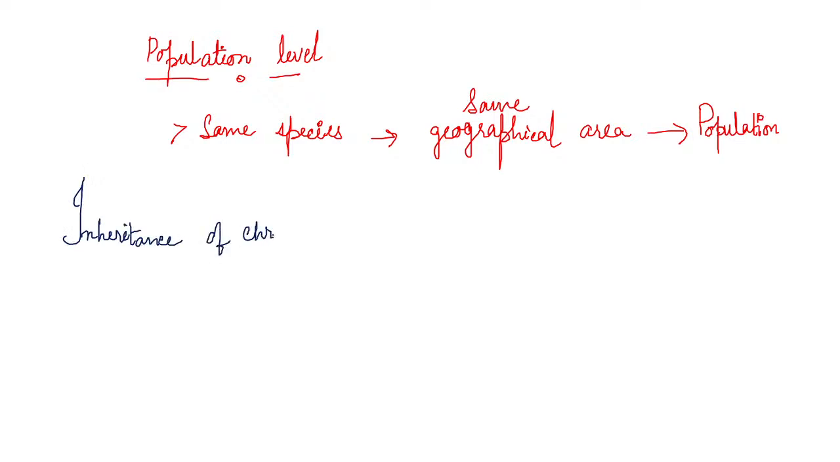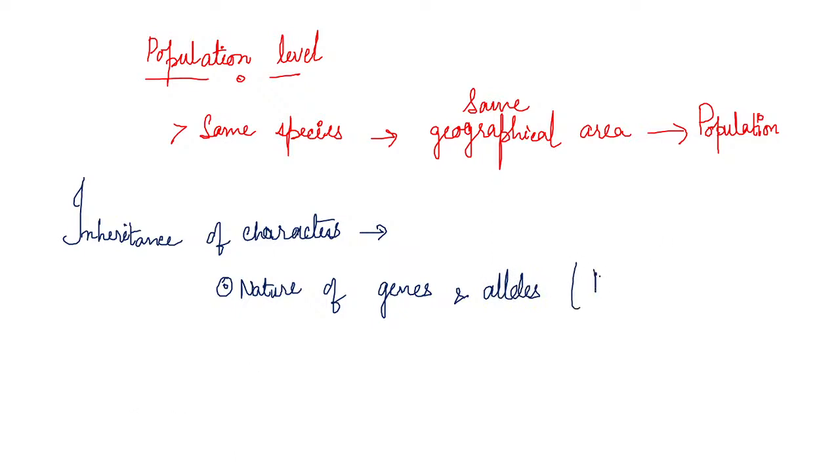As I am teaching you, you can also write down the notes. So what types of inheritance of characters? The first one is the nature of genes and alleles. The gene can be dominant, as I already taught you yesterday and in my previous live sessions, and the gene can be recessive also. So the nature of the gene can be of two types: dominant or recessive.